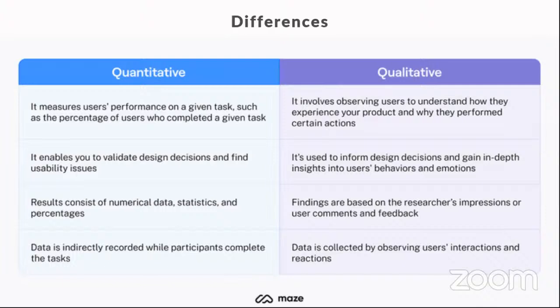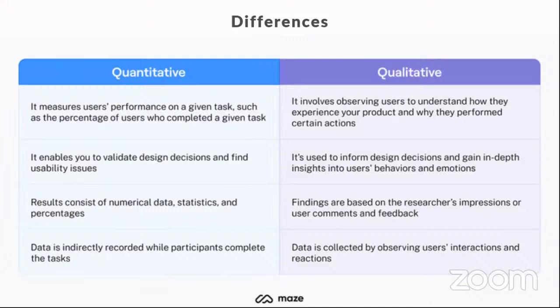So let's move on. The results in quantitative, like I've said, are usually just data, statistics, percentages, you can just call it numbers, right? So they're all numbers. In qualitative, it's you, the researcher, your impressions on that test. That's what qualitative results look like. So it's whatever you say the user did, whatever you feel the user reacted to. Those are what's going to be your results for qualitative. So that's why we said findings are based on the researcher's impressions or their user comments and their feedback.